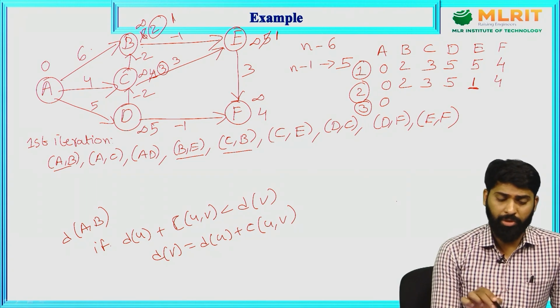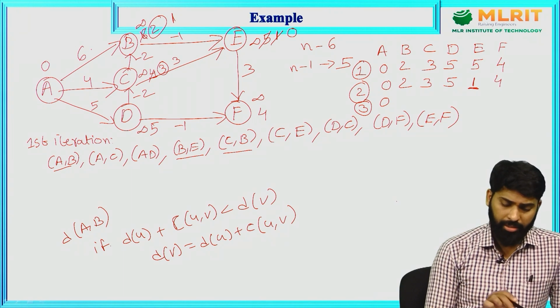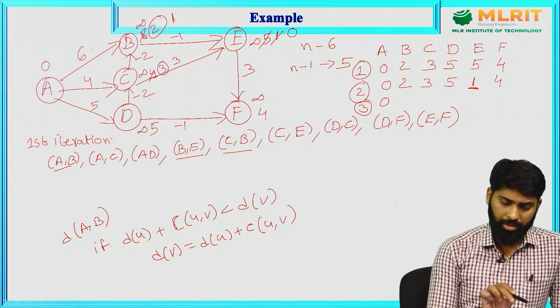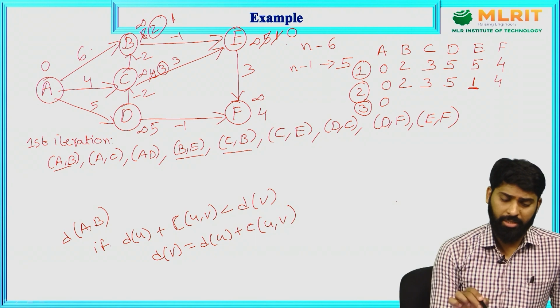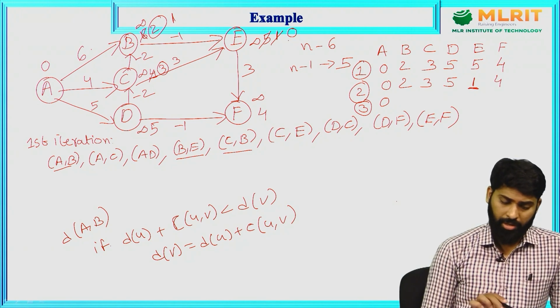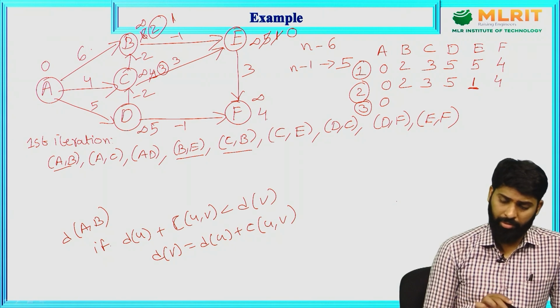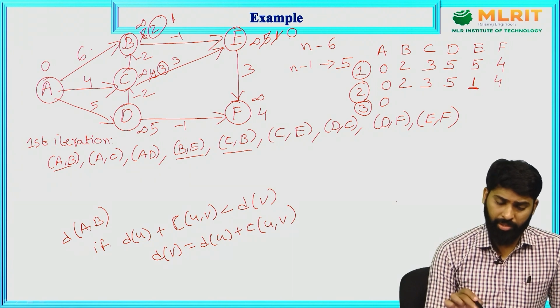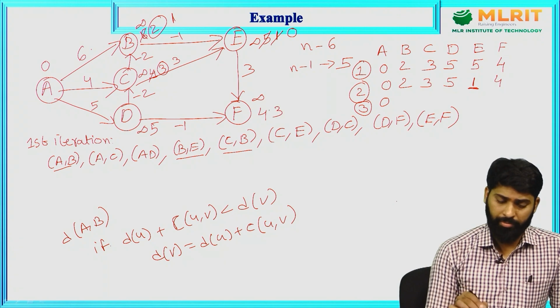Now again B to E. The cost of B is 1, 1 minus 1 is 0. And next, D to C, so 5 minus 2 is 3 only. C to E, 3 plus 3 is 6, 6 less than 0 false. Now D to F, so 5 minus 1 is 4, so no change. E to F, the weight of E is 0, 0 plus 3 is 3 now, so 3 less than 4, so update 3 here.